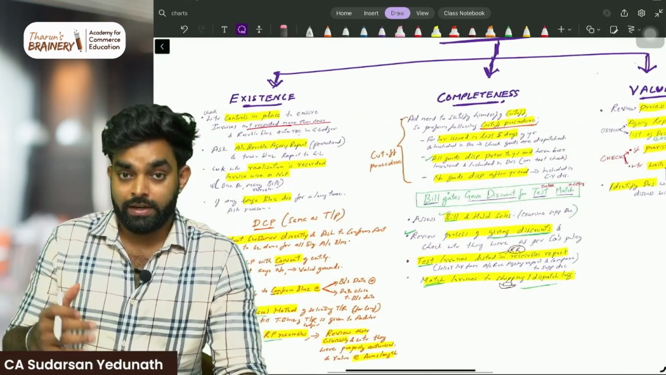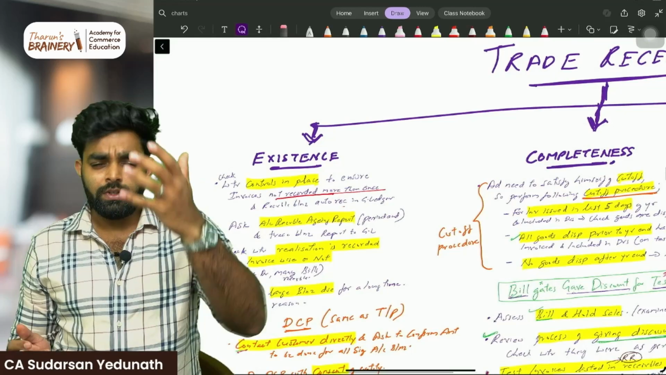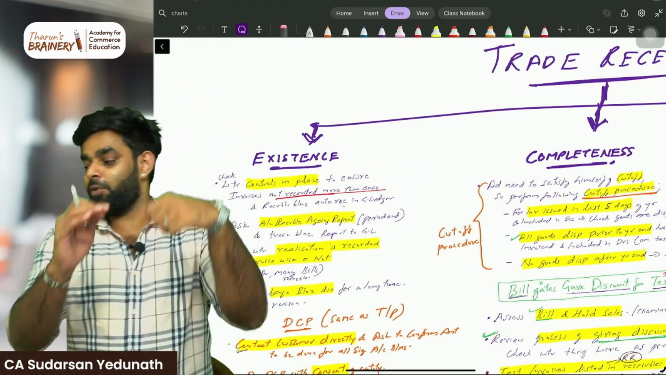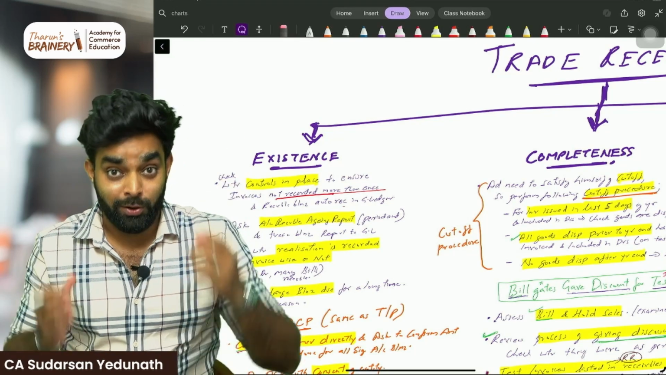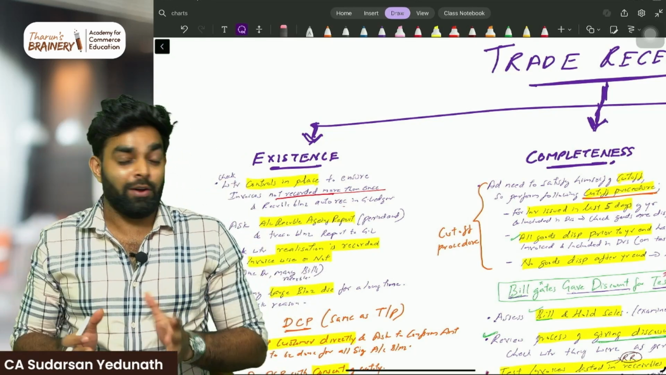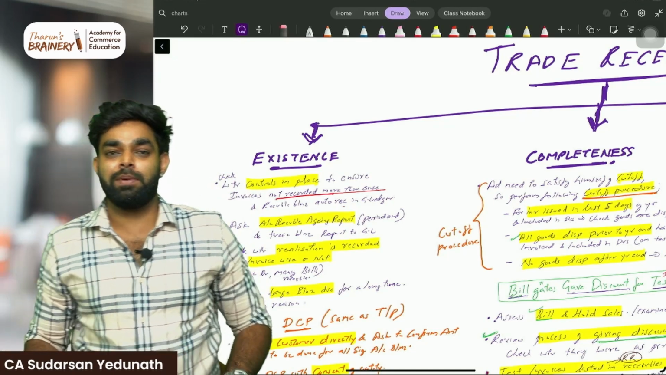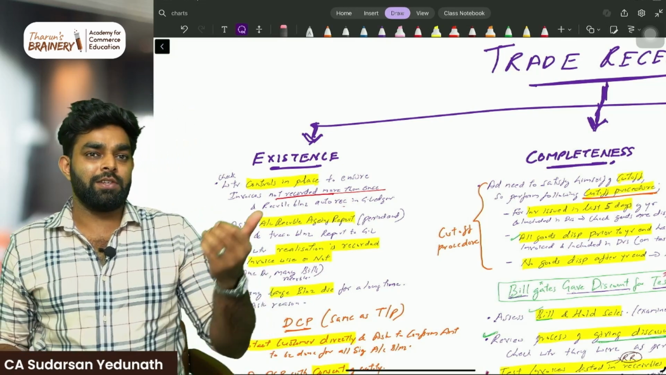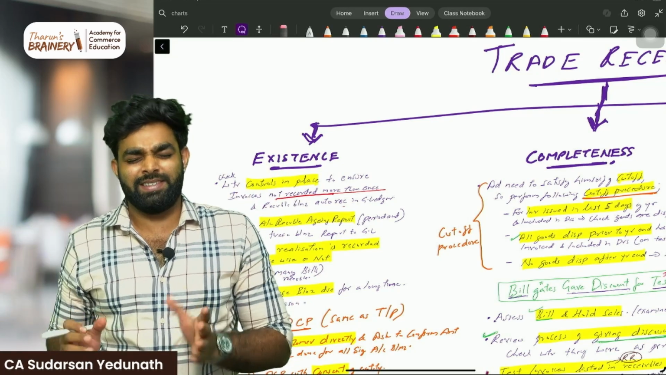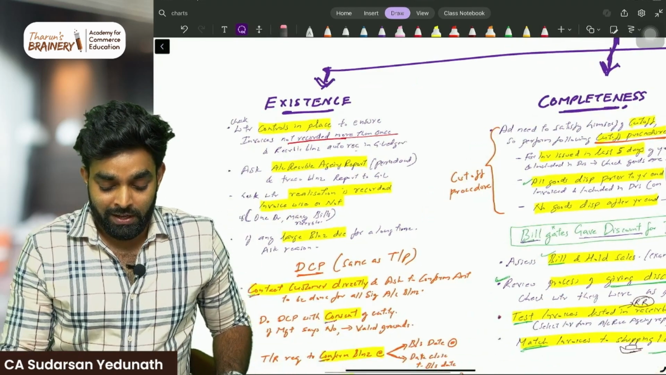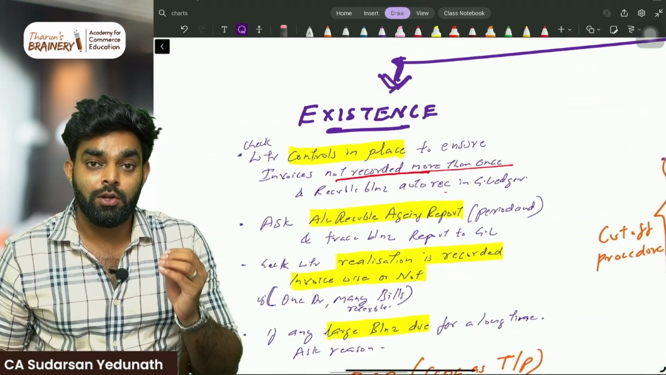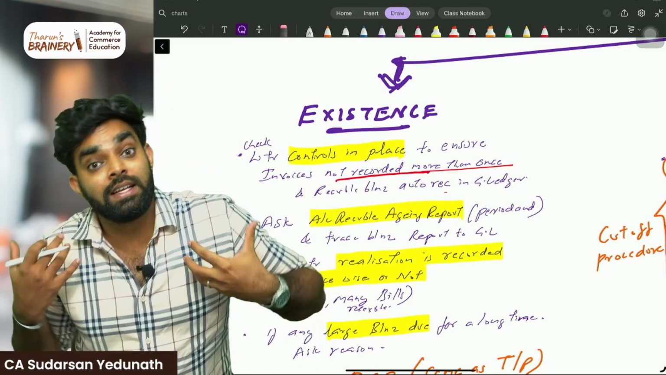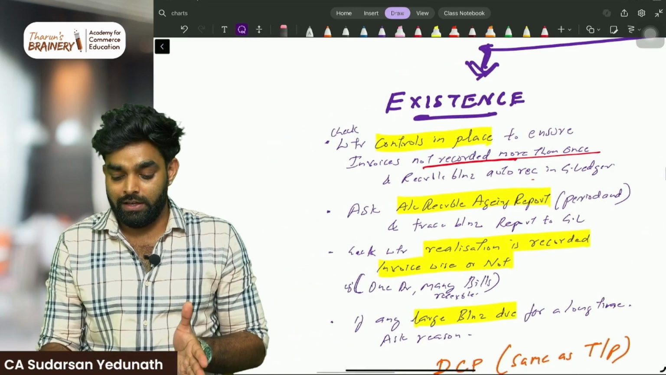So we'll see how to audit trade receivables. First is existence. Existence means, in a balance sheet, like I said in the example last day, you went to audit boat, and the management gave you the financial statements, and there in their balance sheet, trade receivable, debtors, is there. And the debtors balance is, imagine, 30 crore, just an imaginary figure. As an auditor, you have to check whether those debtors actually exist or not. That procedure is what we are going to learn here.